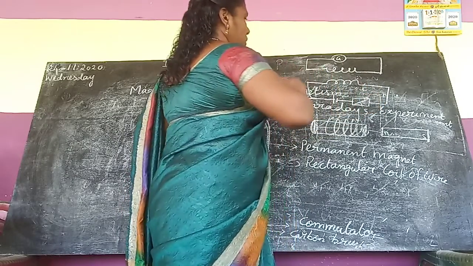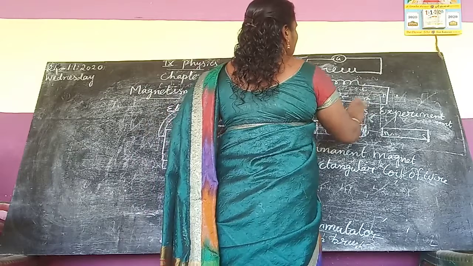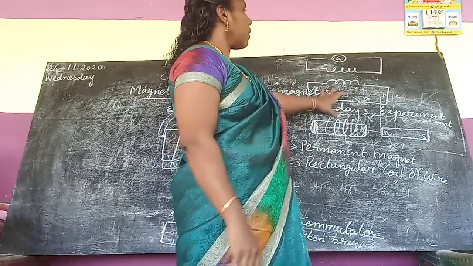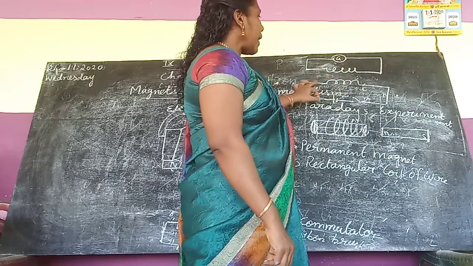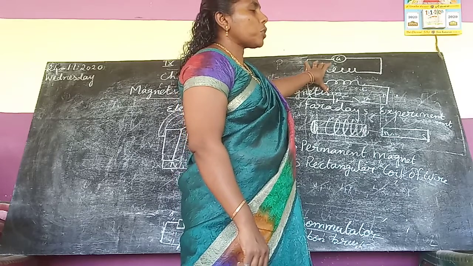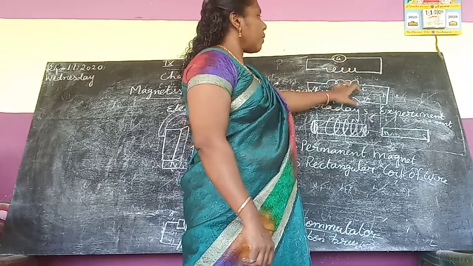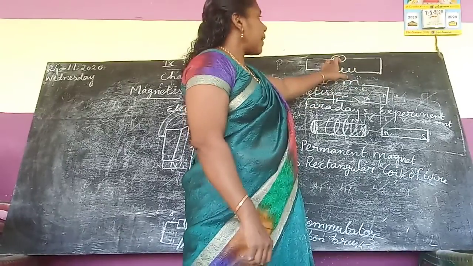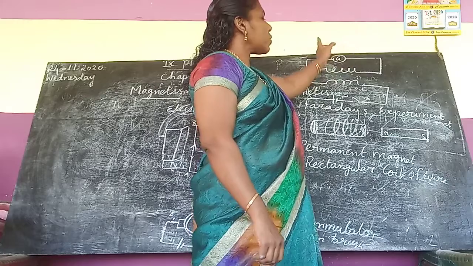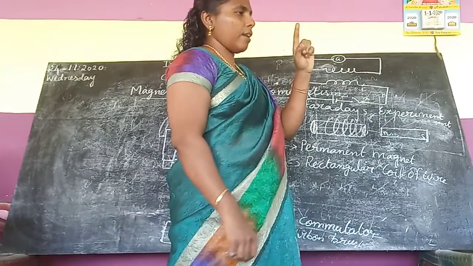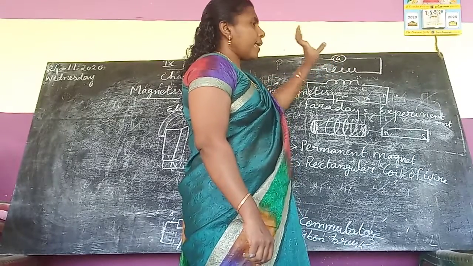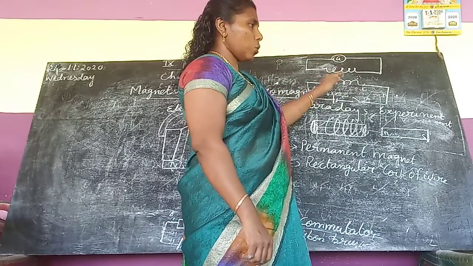Now the circuit is closed by the switch. Now listen, the circuit is closed. When the current flows through this conductor, what happens? When the switch is on, the current flows through the conductor and the galvanometer will show deflection. Deflection means the needle will move here and there. That way we can identify when current flows through this conductor.